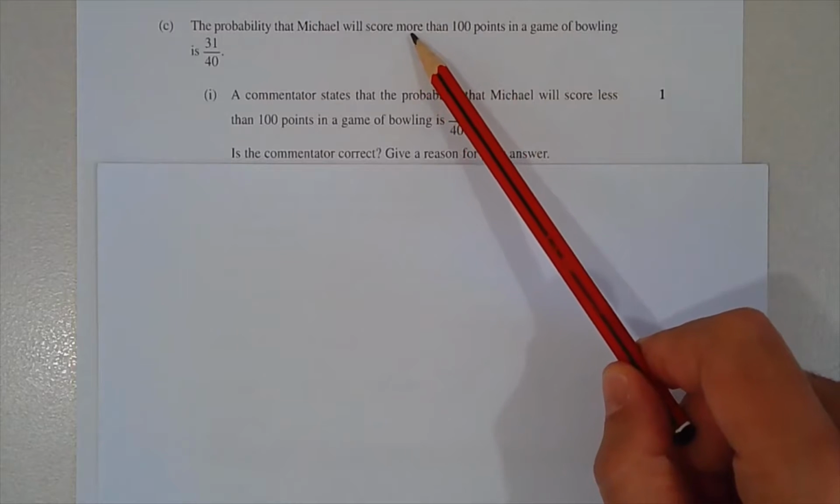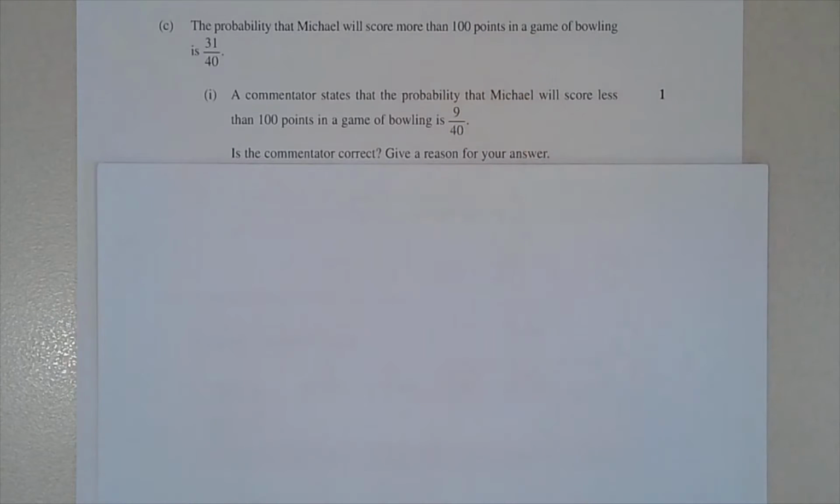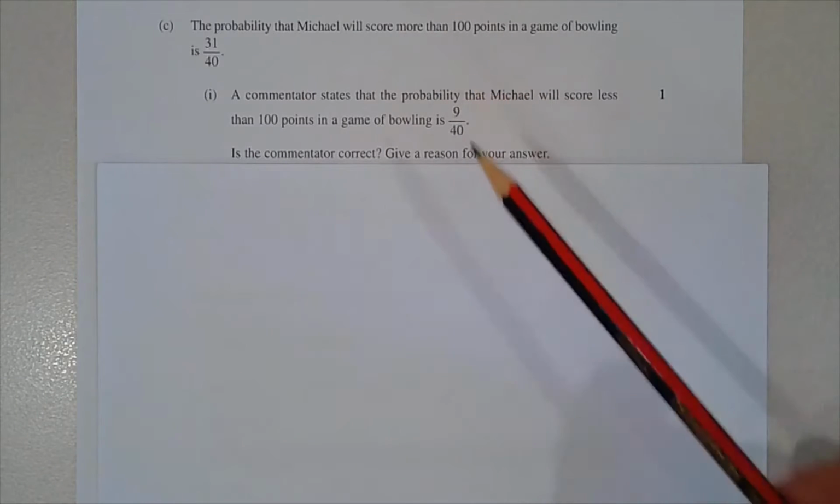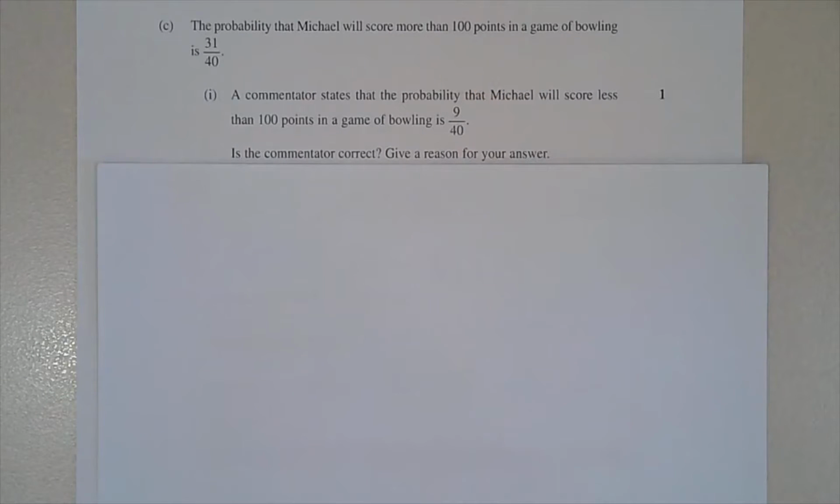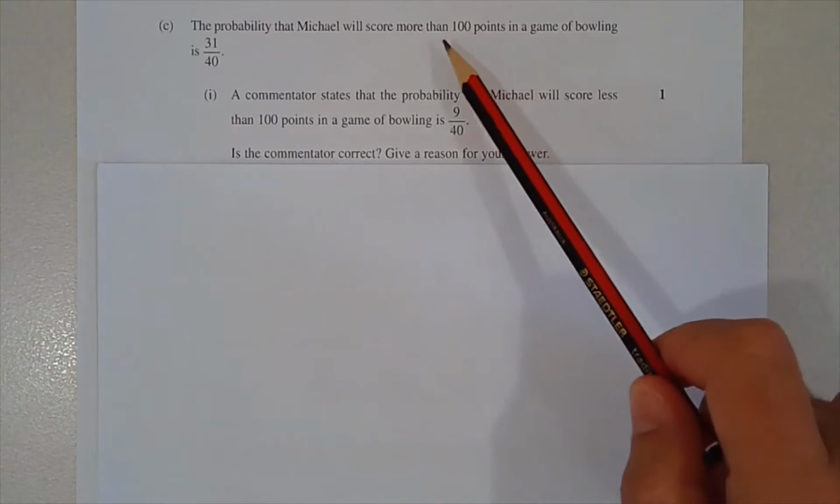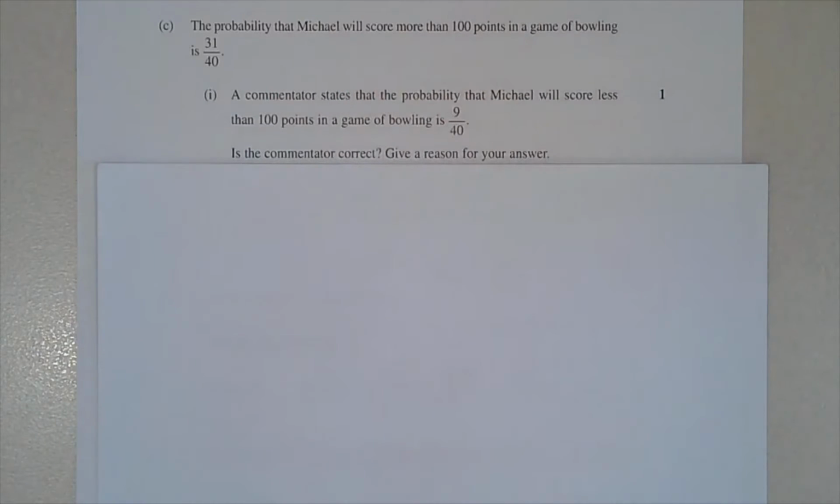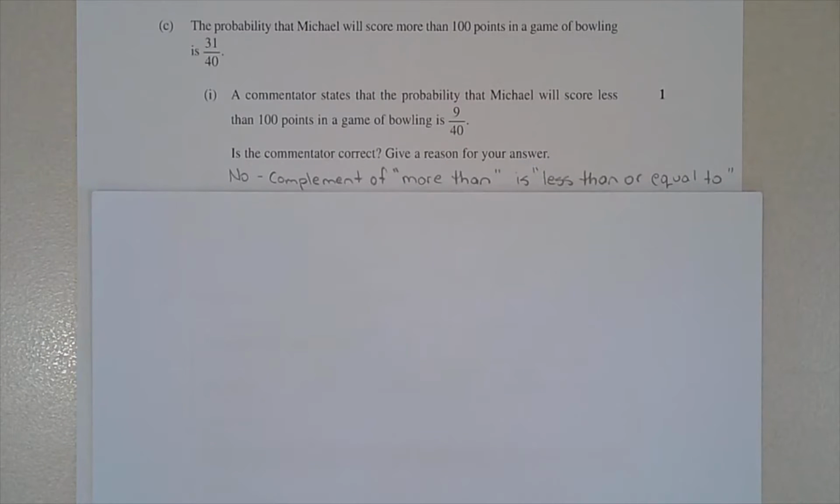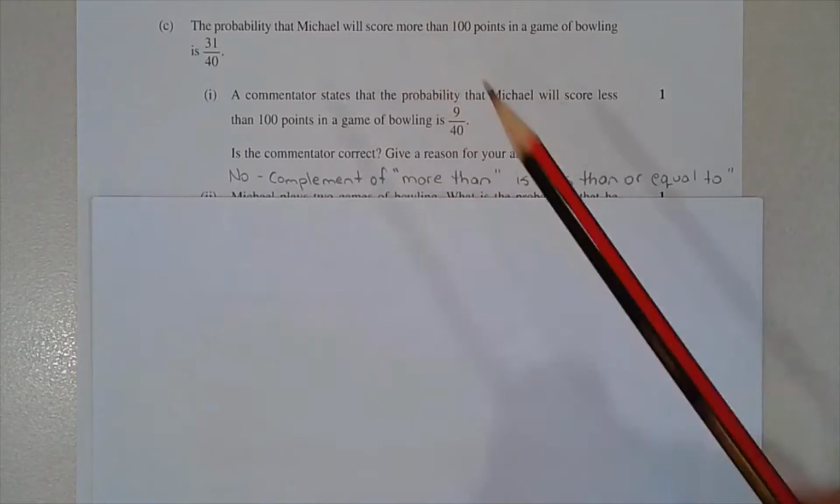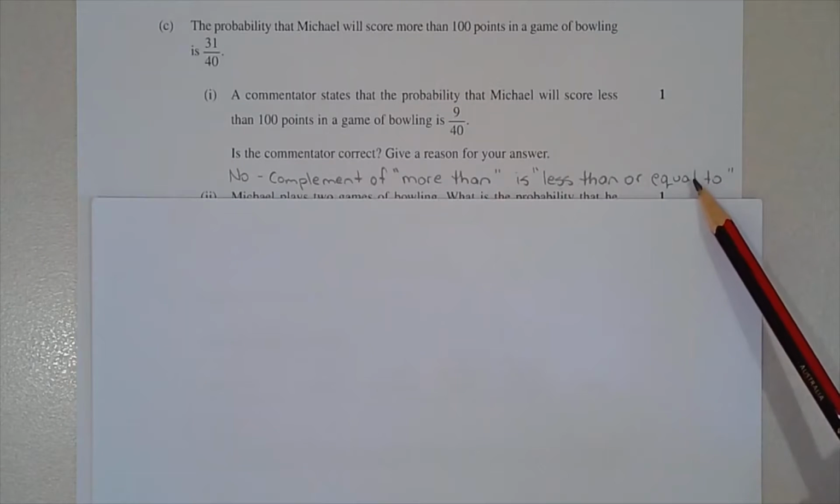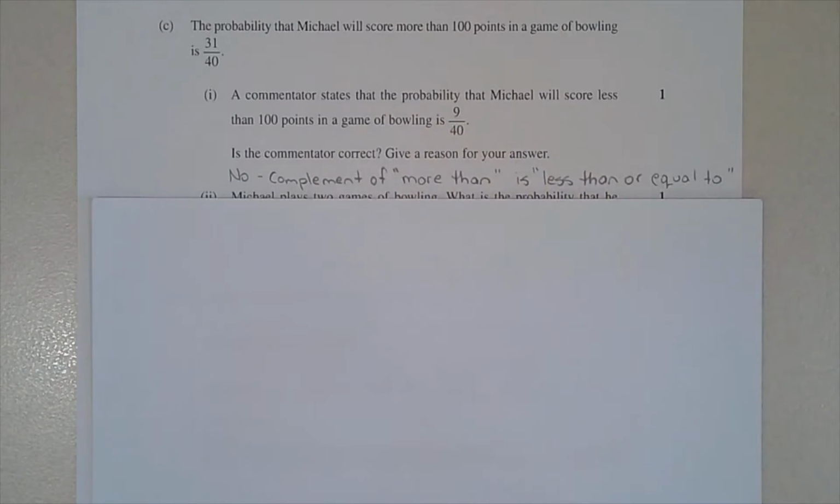Now this statement here, more than, does not include Michael scoring exactly 100 points. So we need to think about what is the complement of more than. Is it less than? Or is there something else we need to take into account? Now, clearly, the complement of more than is less than or equal to. So the commentator did not take into account the probability that Michael scores exactly 100 points. So the commentator is wrong, since the complement of more than is less than or equal to. And the commentator does not take into account the equal to part here.